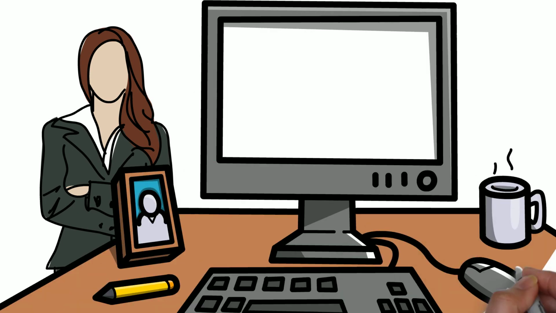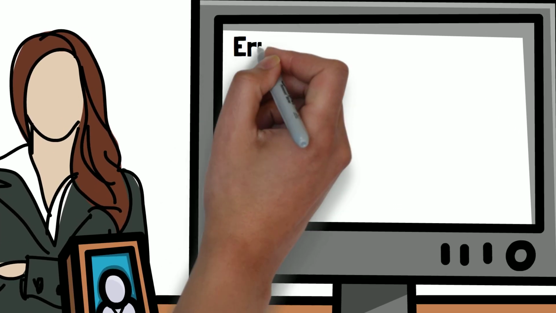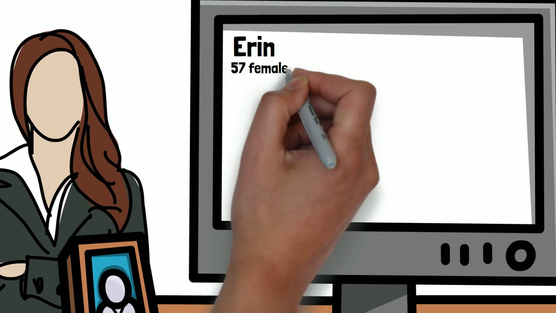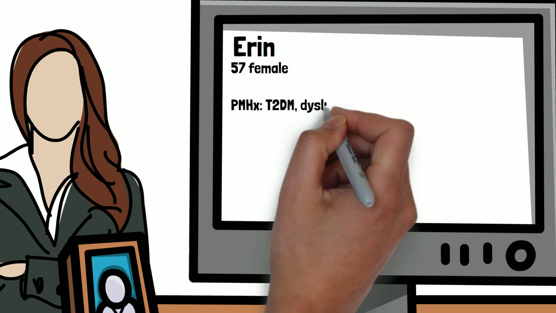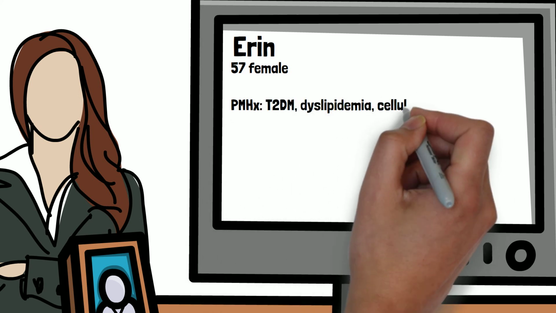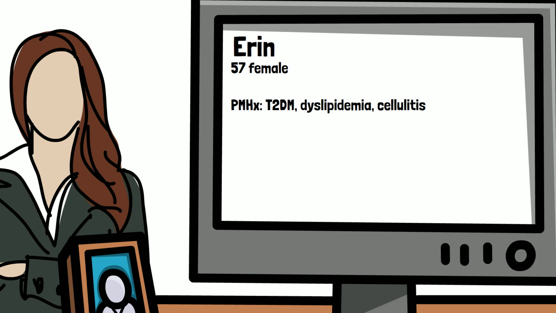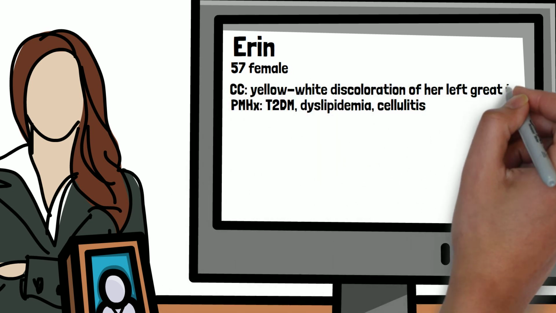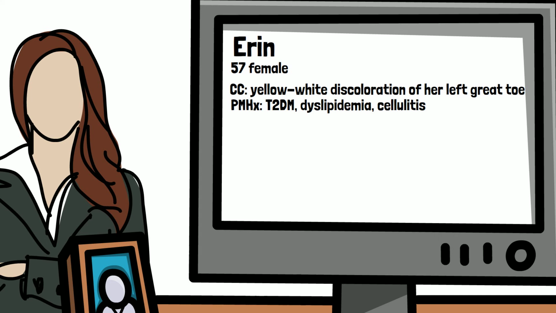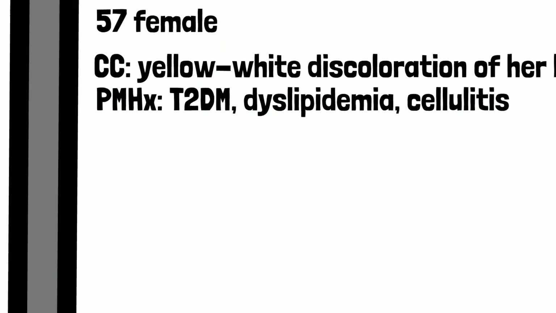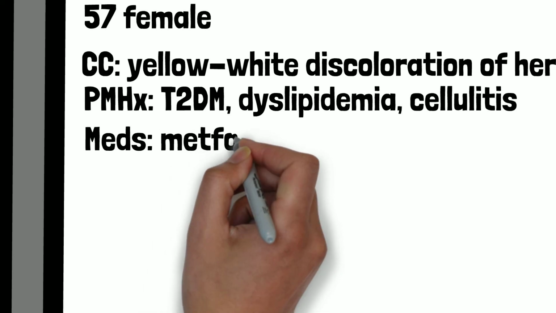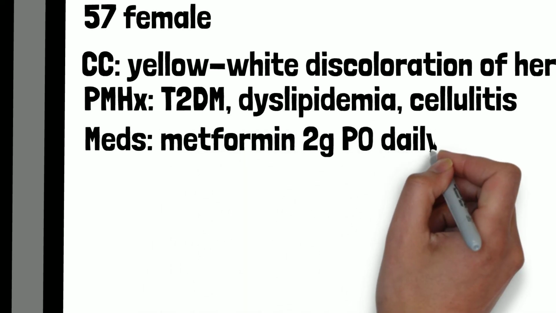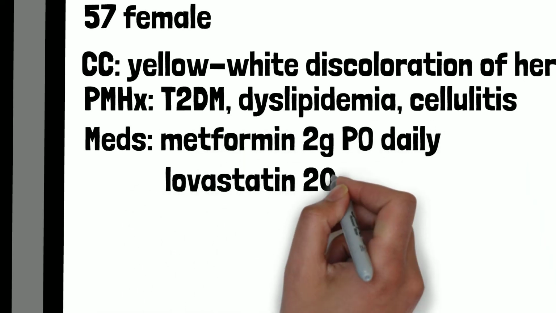We'll start with a case. You are a third-year medical student on your family medicine rotation seeing Erin, a 57-year-old woman with history of type 2 diabetes, dyslipidemia, and remote lower leg cellulitis 2 years ago. She presents today with a few months' history of yellow-white discoloration on her left great toe. She complains of nail brittleness and thickening. She takes metformin and lovastatin, and social history and family history are unremarkable.